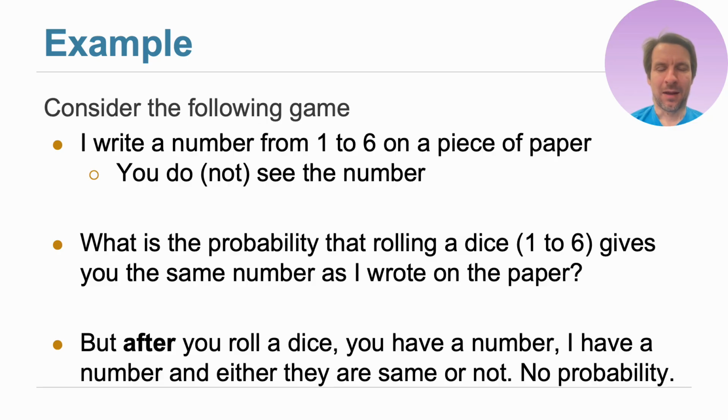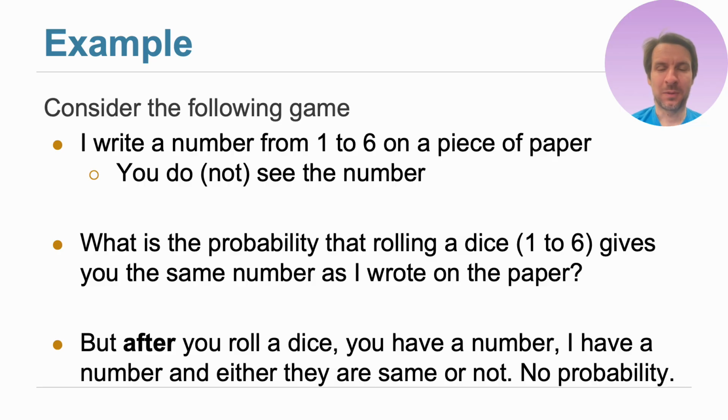But what happens after you roll the die? You roll the die and write the number from the die on your piece of paper. So now I have a piece of paper with a number between 1 and 6, and you have a piece of paper with a number between 1 and 6. And the question is, what's the chance that they are the same? Now that's not a correct question. There is no chance. Either they are the same or they are not. We just don't know.